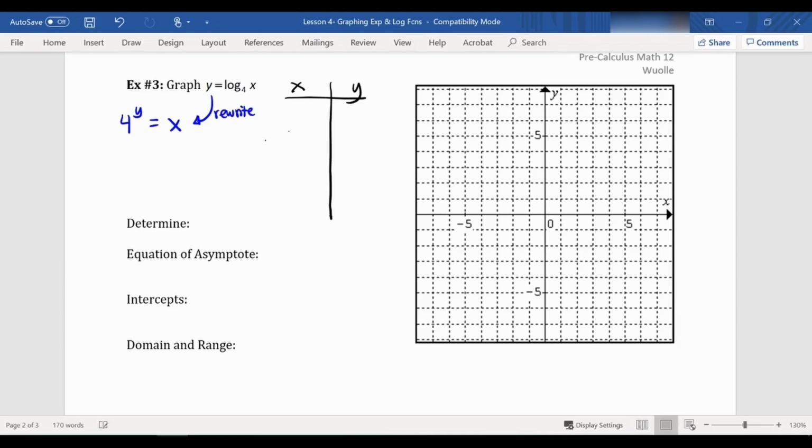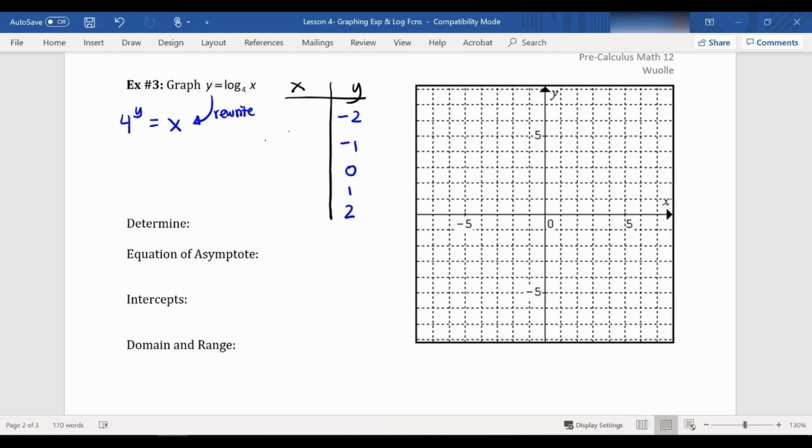And then I'm going to pick some exponents, or pick some y values. So a good exponent might be -2, -1, 0, 1, 2. I'm basically going to build my table backwards. Instead of picking x values and popping out y's using the log equation, I'm going to pick y values and pop out x values using the exponential version.